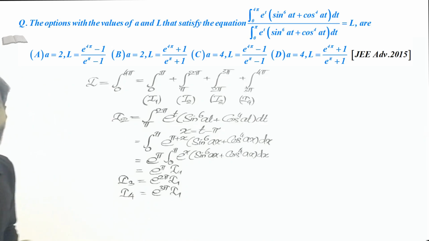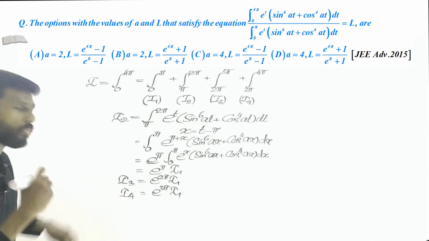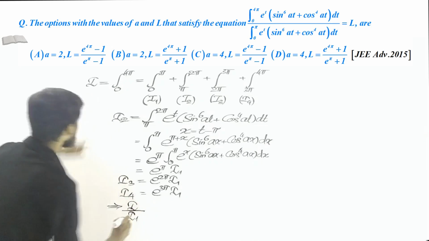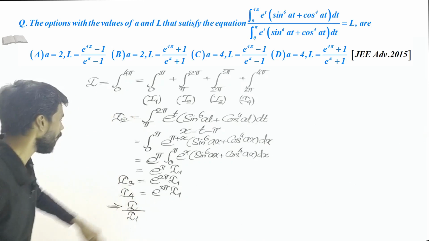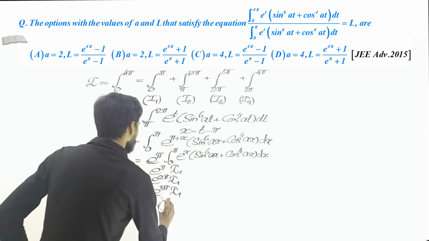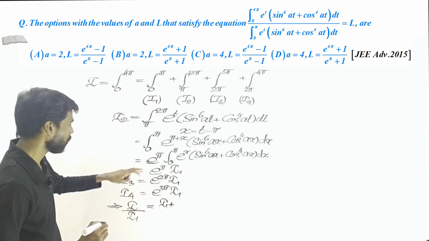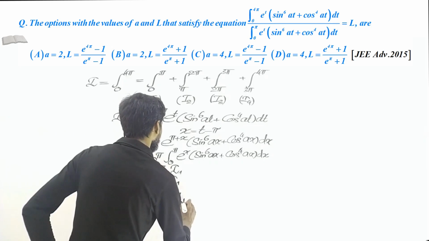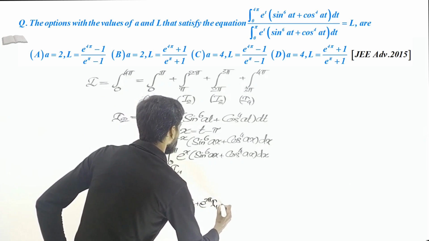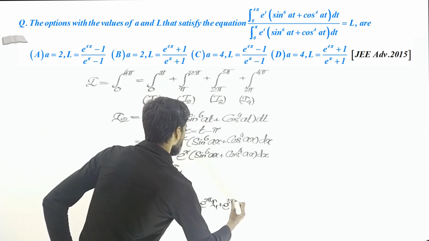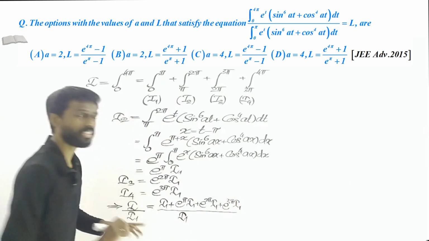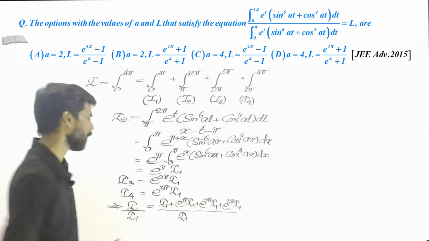So we found I2, I3, I4 in terms of I1. But what is required in the question? What we need is I divided by I1. I is this integral and I1 is what is given in the denominator. I divided by I1 is equal to I1 plus I2 plus I3 plus I4, where I2 is e to the power pi I1, similarly e to the power 2 pi I1 plus e to the power 3 pi I1, all divided by I1. So I1 can be taken out as a common factor and gets cancelled.